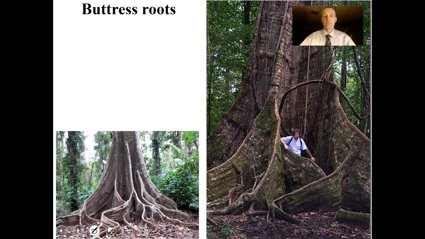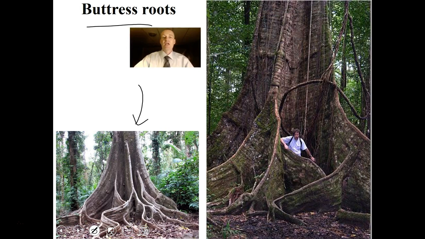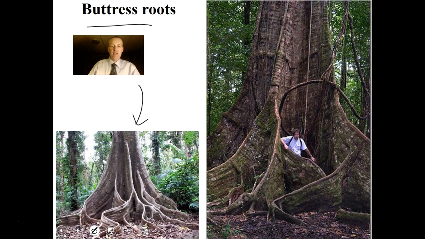There are also buttress roots. If you go to the tropical rainforest, you'll sometimes see buttress roots. Or if you go to some swamps, you might see plants with buttress roots. And what these buttress roots do is they help to anchor the plant and allow it to grow tall but not fall over. And you can see the guy over here in this buttress root. So they get really tall and really large.